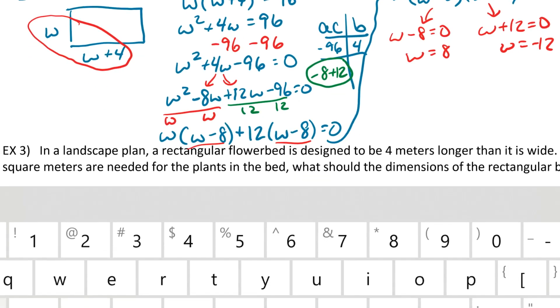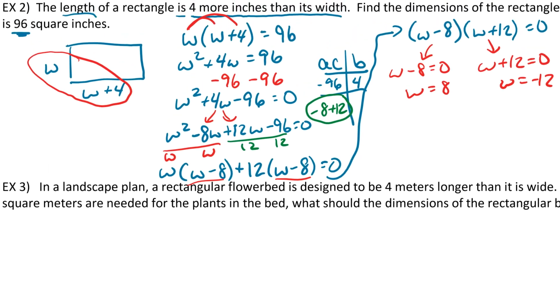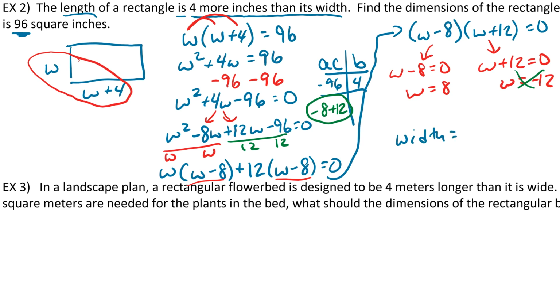Again, we can throw out the negative one. So the negative one is negative 12. That one goes away. And then the W equals 8, that shows us our width. So we know the width is equal to 8 inches.